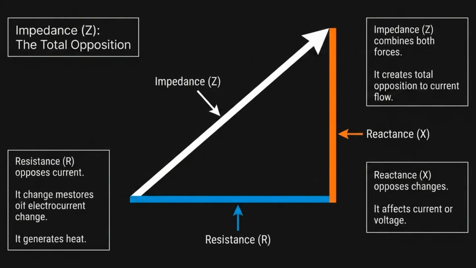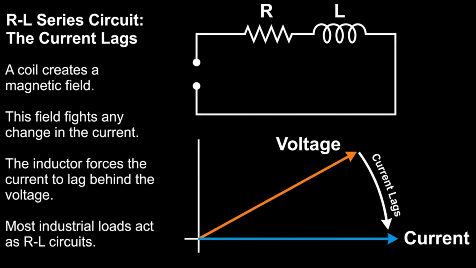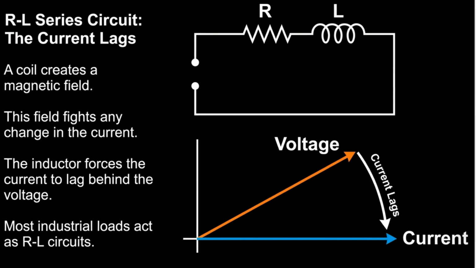Impedance represents the total opposition to current flow. It combines resistance, which generates heat, and reactance, which opposes changes in current or voltage. In an RL series circuit, the inductor creates a magnetic field that fights changes in current. This forces the current to lag behind the voltage, a common characteristic in most industrial loads.